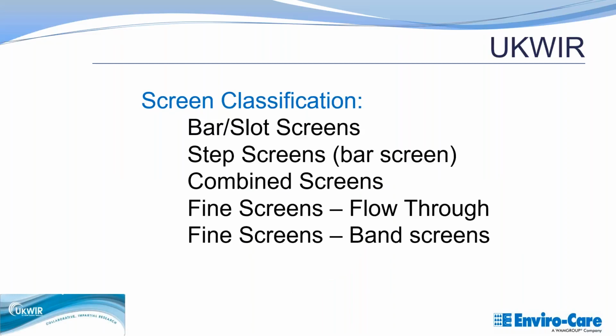During the UK Weir facility testing, they break the different screens into different classifications. There's the bar or slotted style screens, and then step screens, which were counted as a different category, but are still a bar style screen. And then what they call combined screens, which means there's an integral washer compactor with that screen style. Then they have fine screens, which were flow through style, as well as band style screens.